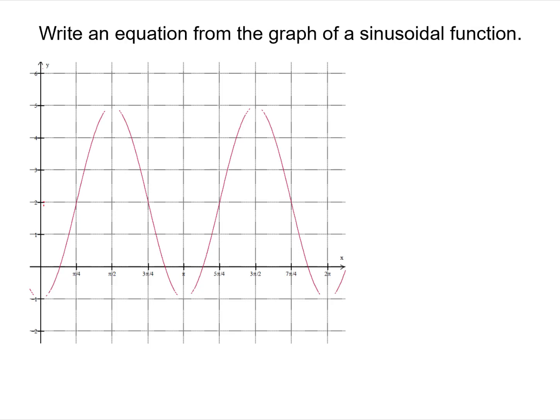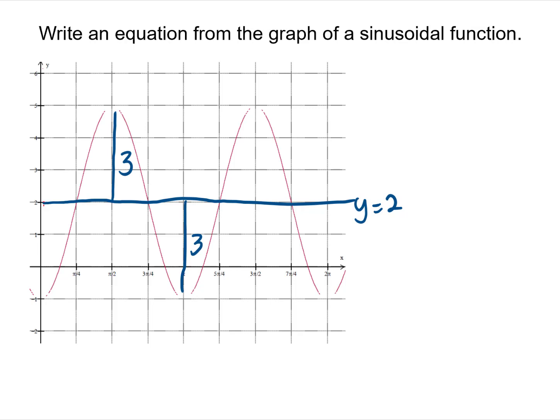First thing I'm going to do is find the baseline. I'm drawing a line through the center of the graph. I go up as high as 3 above that line and down as low as 3 below that line. So that is moved up 2 at y equals 2. So we know there's going to be a plus 2 on the end, and we know 3 is going to be out in front. That's our amplitude.